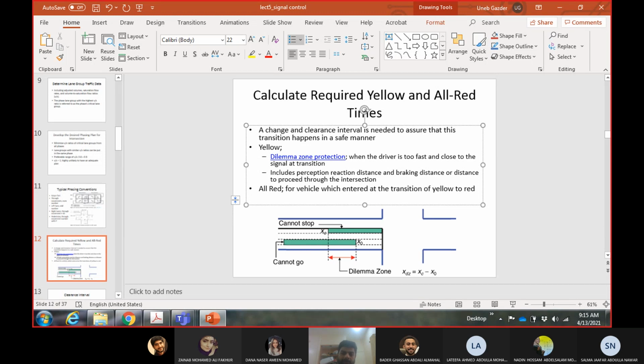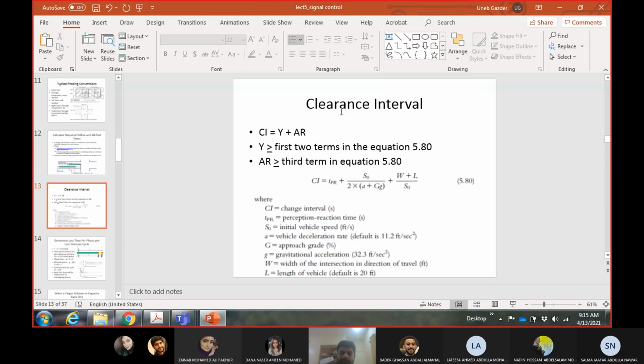Okay, so yellow is for the dilemma zone and all red is for the vehicle which has already entered the intersection during yellow to pass through the intersection safely. This is the complete equation for clearance interval. The first two terms are for yellow, the last term is for all red time.